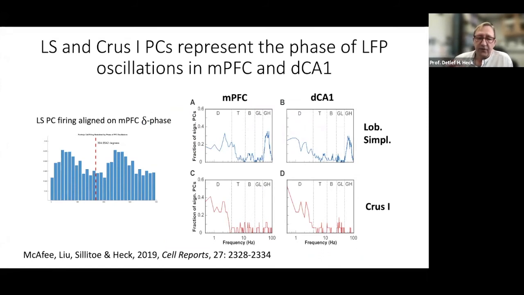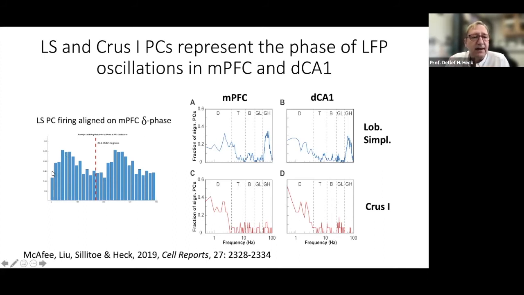Analyzing that data, we first just looked at the instantaneous phase of oscillation. We separated the broadband local field potential by the typical frequency bands: delta, theta, beta, gamma, low gamma, high gamma. Then we asked, if I take the instantaneous phase of each of these frequency bands, of each of these oscillations, and ask if my Purkinje cell in the cerebellum represents or is in any way interested in that phase, what's the answer?